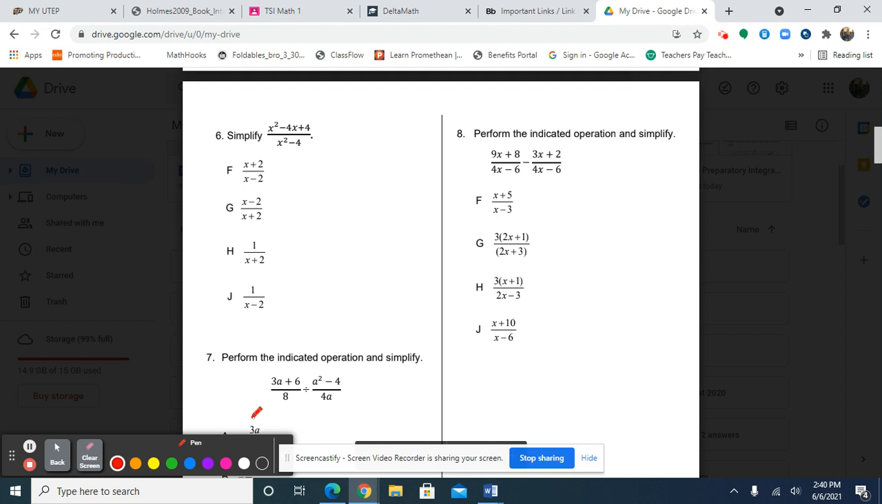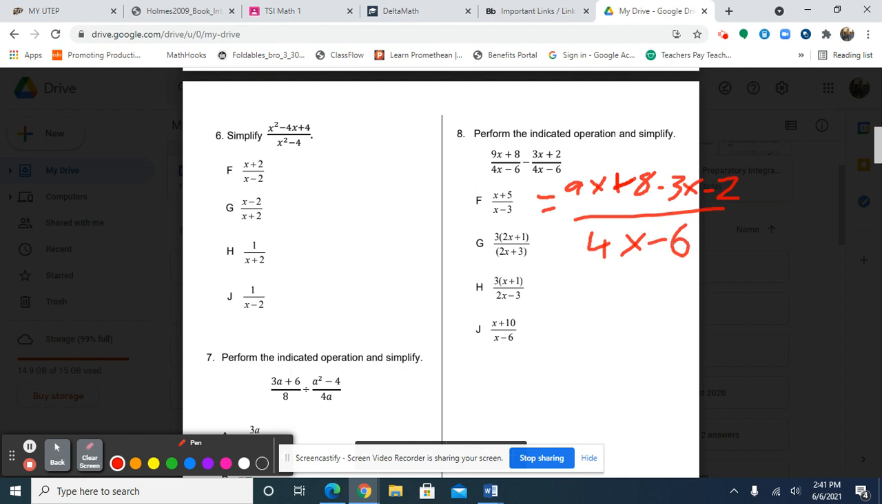All right, so with number 8, all we have to do is subtract. The denominators are already the same. So we're going to subtract. It's going to be 9x plus 8. Now we're going to subtract, which means that 3x is going to be negative, as well as that positive 2 is going to become negative. And 4x minus 6 stays the same at the bottom.